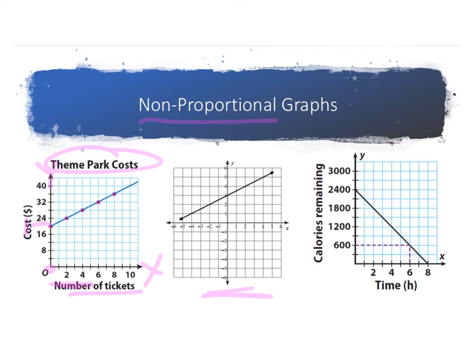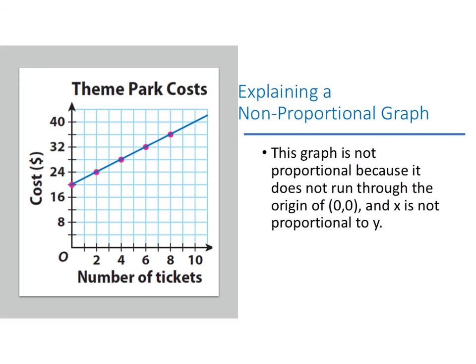Same thing with number 2 in the middle. It does not run through its origin, and x and y are not proportional. And for our third one, it does not run through the origin, and our x and our y points are not proportional. Looking back at example 1, our theme park costs, it's not running through our origin. So we have to make sure we know how to explain that in a sentence. So this graph is not proportional because it does not run through the origin of that 0, 0, and x and y, our points, are not proportional.